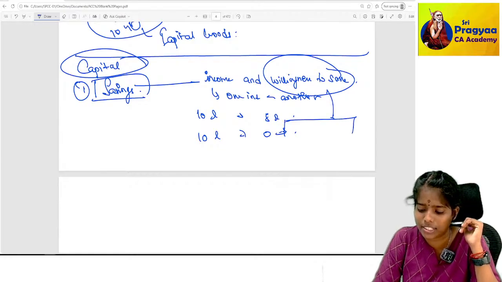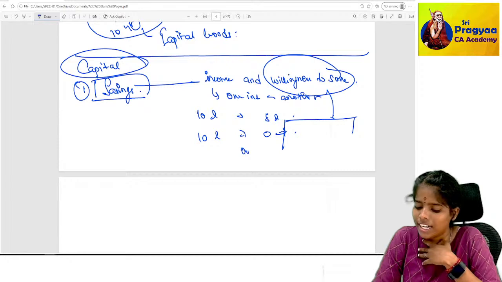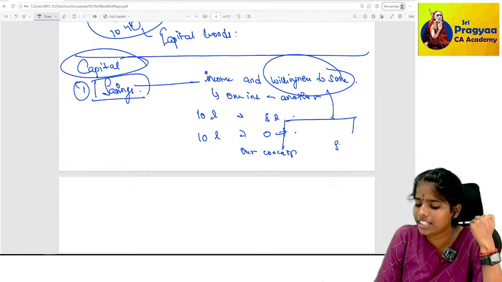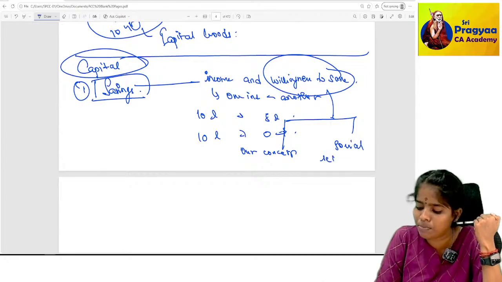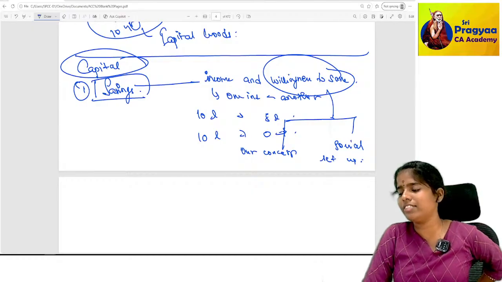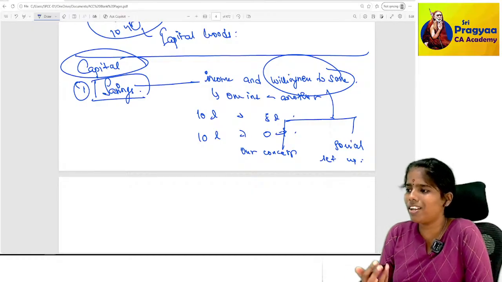This willingness arises out of 2 things. First one, it is my own concern. எனக்கு என் ஃபியூச்சர் பத்தி கன்சர்ன் இருந்தா I will save. Next, it also depends upon the social setup in which I grow. Certain places, for example, when you are born in a very rich family, then what will happen? எவ்வளவு பணம் வந்தாலும் அதான் அவ்வளவு பணம் இருக்கேன்.